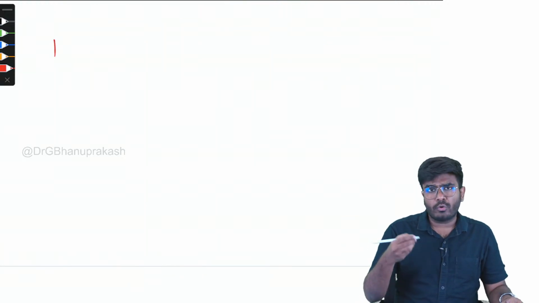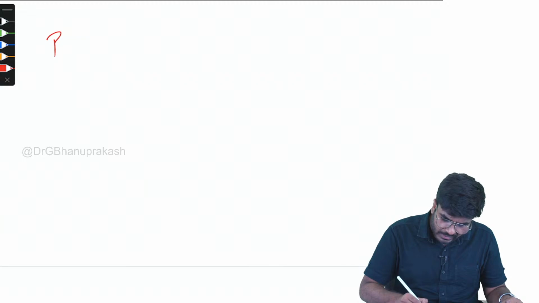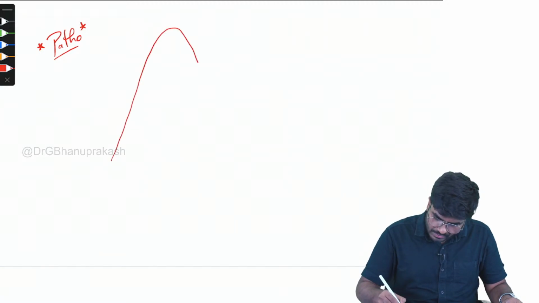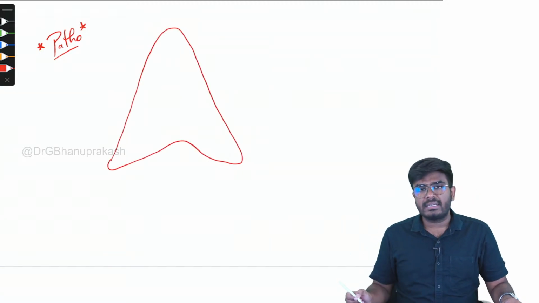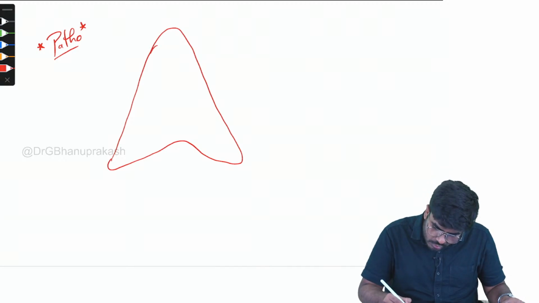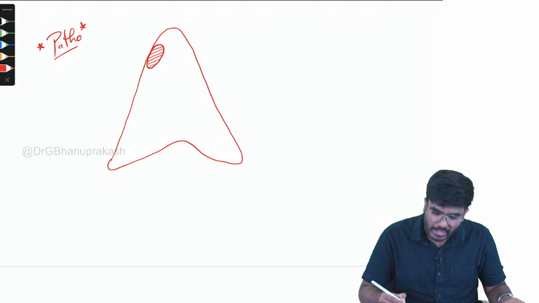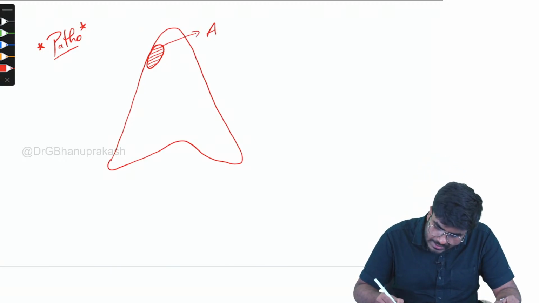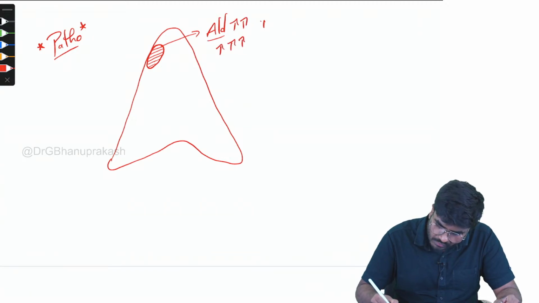Now I am telling you one disease. Let's have a pathocorrelation. There is this one disease, and this is the adrenal gland. Now in the zona glomerulosa, there is one adenoma present. Adenoma means a tumor, a mass is there. Now this mass is producing an excessive amount of aldosterone.